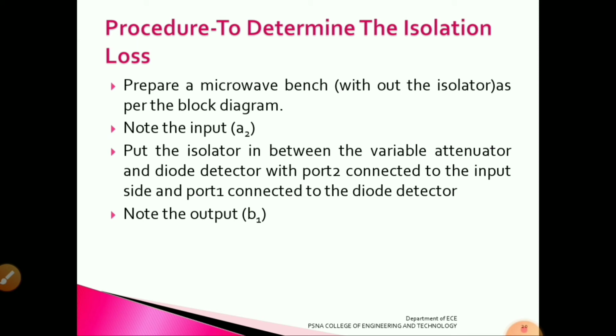Next, the procedure to determine the isolation loss. Now prepare the workbench without the isolator connected in between the variable attenuator and the diode detector. Note down the input. Now put the isolator in between the variable attenuator and the diode detector. For the calculation of the isolation loss, we have to put port 2 at the input side and port 1 to the diode detector. Now note down the CRO output.